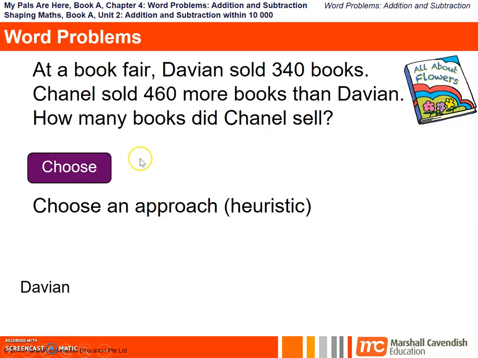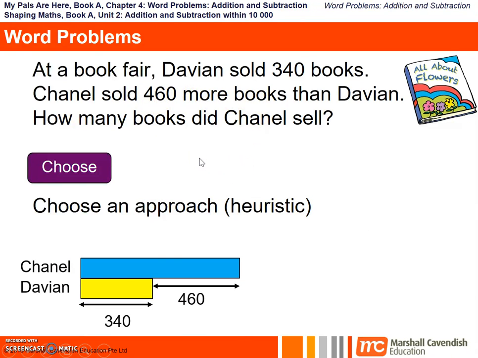So first we have Davian. Now Davian has sold how many books again? Yes, you're right, 340 books. So we'll have a bar to represent that and to label it as 340 books. How about Chanel? How much more did Chanel sell? Do we know how much Chanel has? Yeah, we don't. So we do know that Chanel sold more. So would the bar be longer or shorter than Davian's bar here? Yes, it has to be longer because she sold 460 more books.